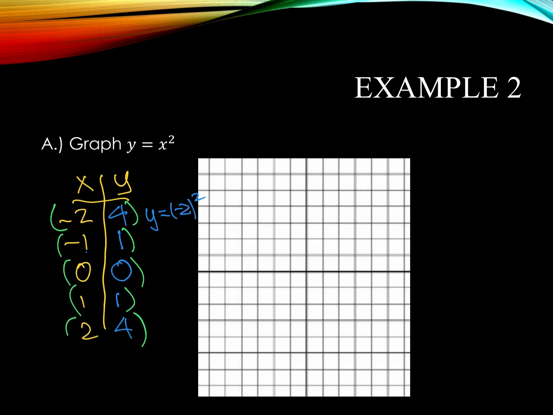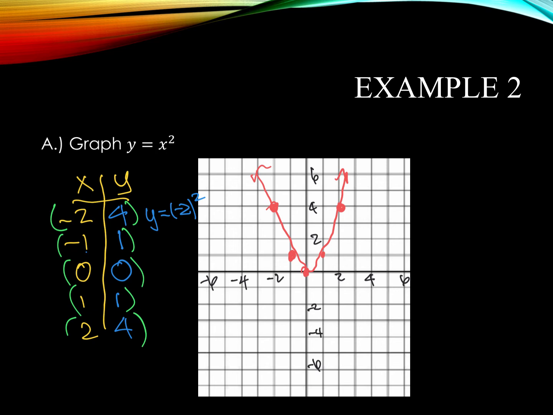So if we plot these, we end up with something that looks like this. -2, 4 is going to be -2, up 4. I have -1, +1, 0, 0, 1, 1, and 2, +4. So here's all my points. Then what you can do is go ahead and connect those points in a smooth curve and create your quadratic function. And this is all we have to do.